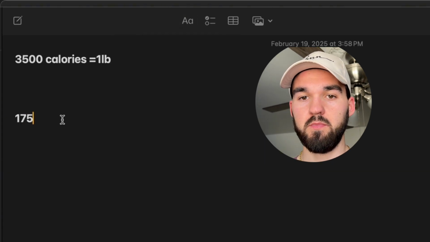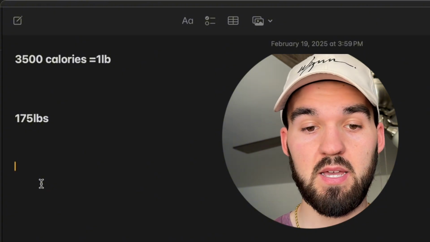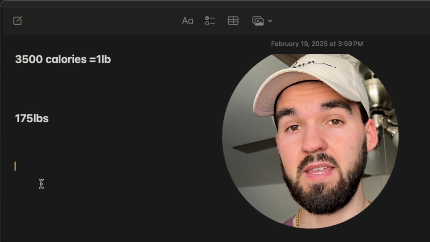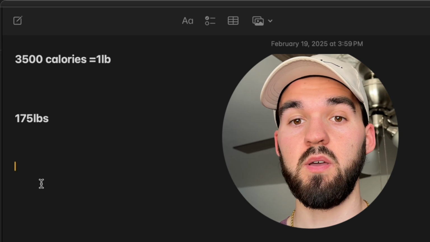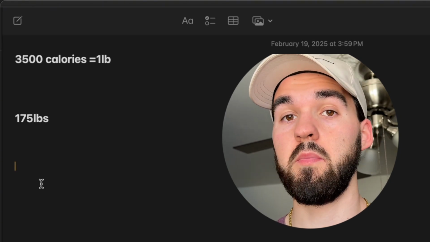Then what you figure out is if I want to lose this much weight in this amount of time, divide that, see how many pounds a week you need to lose. So if I'm going to 175 pounds, to make this example easy, we're going to say 1 pound a week.